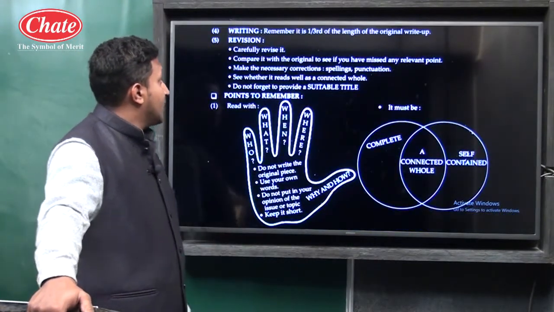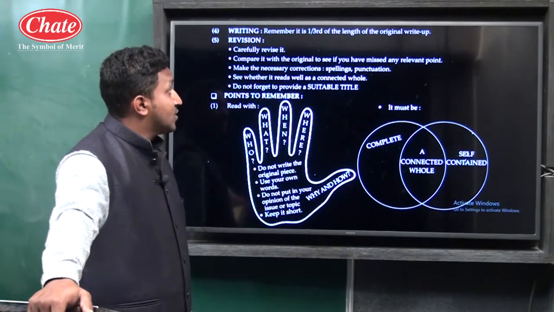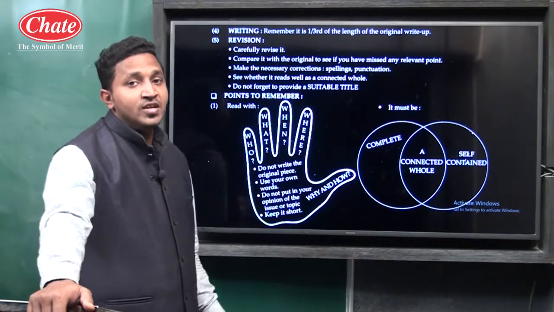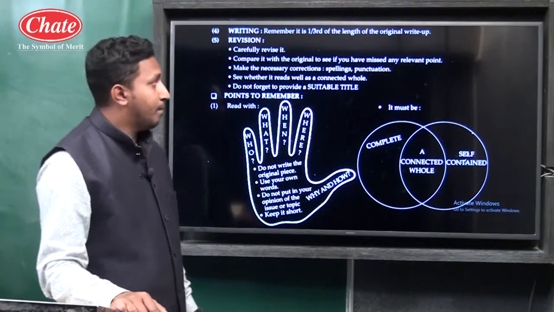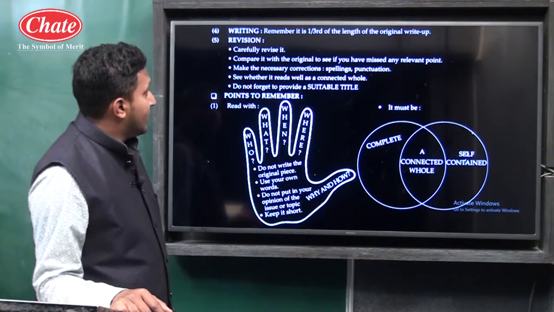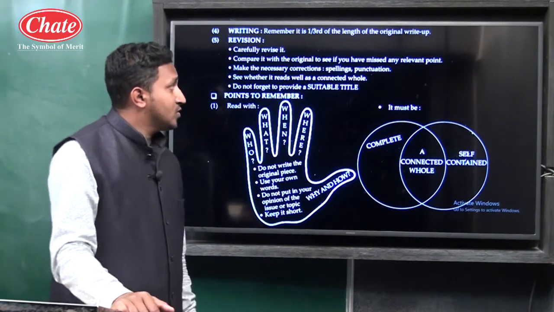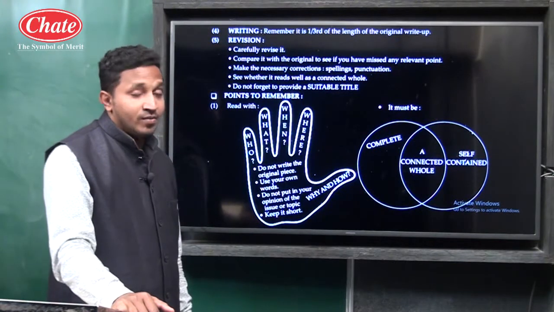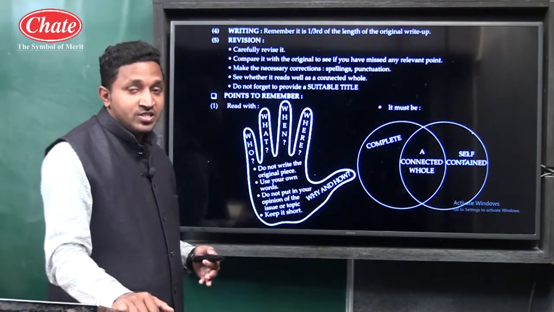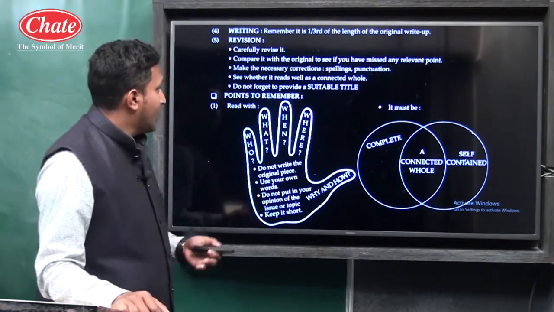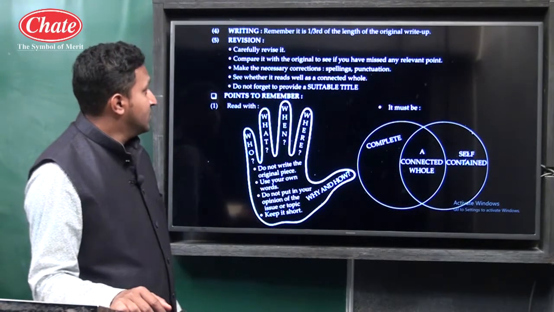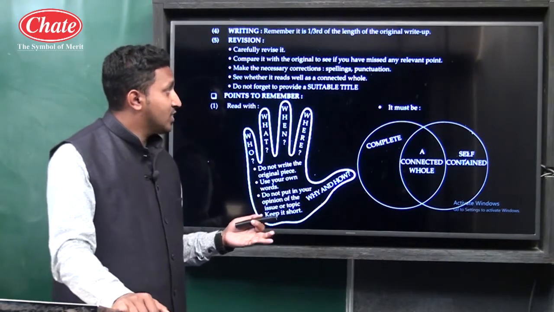Next one, writing. Remember, it is one third of the length of the original write-up. Whatever summary we are going to write, it should be one third of the original passage. Next one, revision. Carefully revise it. Compare it with the original to see if you have missed any relevant points. So we have to read the passage again and see whether we have missed any content from the passage. Again, make the necessary corrections in spellings, punctuation marks and all. See whether it reads well as a connected whole.